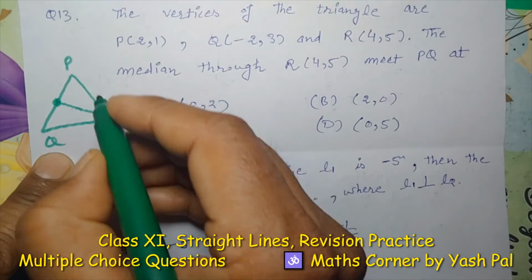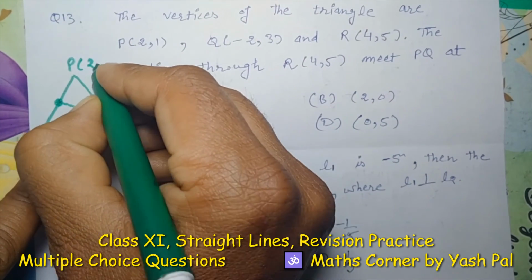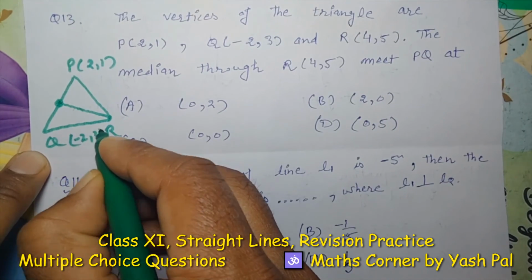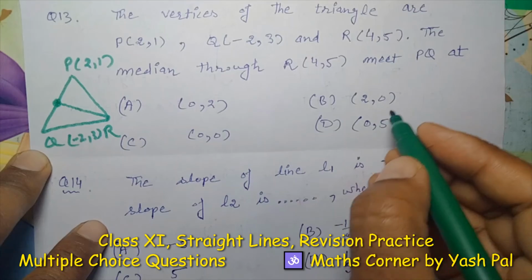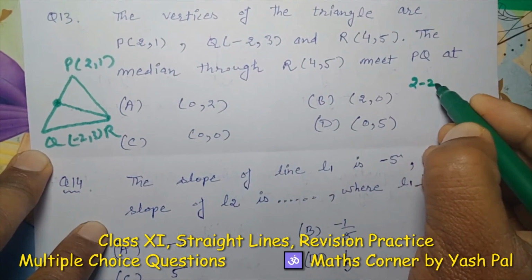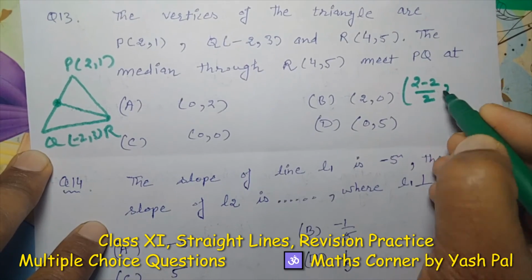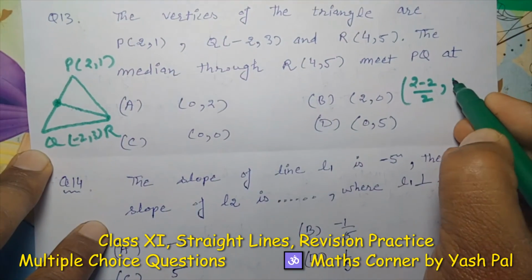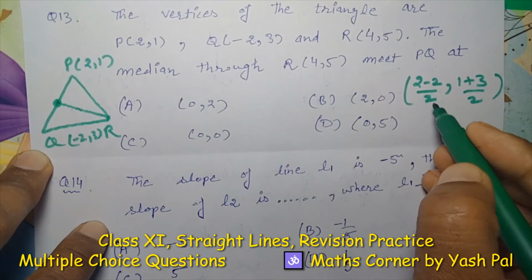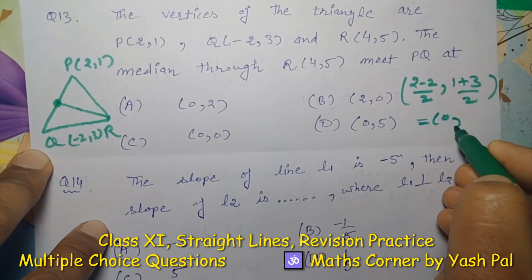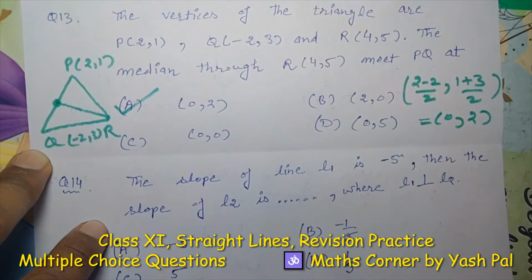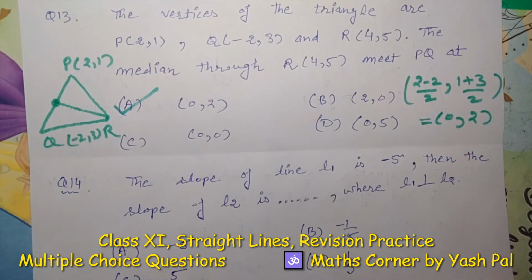And what is this midpoint? P is 2, 1 and Q is minus 2, 3. So how to find midpoint? This is written as this plus this, 2 minus 2 upon 2, comma 1 plus 3 upon 2. So 2 minus 2 is 0, comma 1 plus 3 is 4 upon 2 is 2. So 0, 2. Option number A is the right choice.